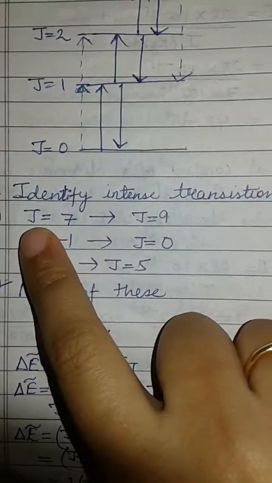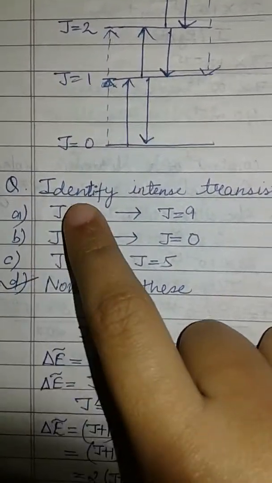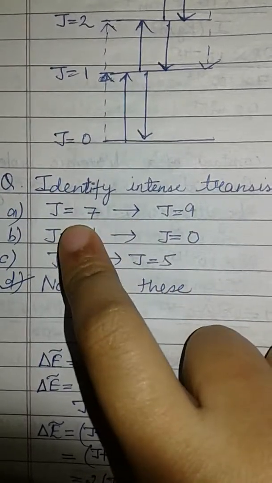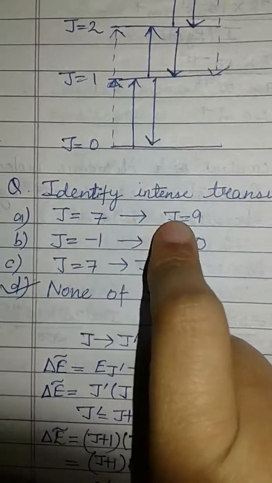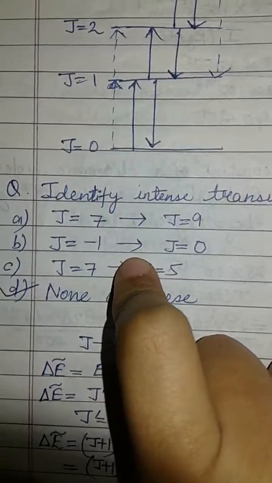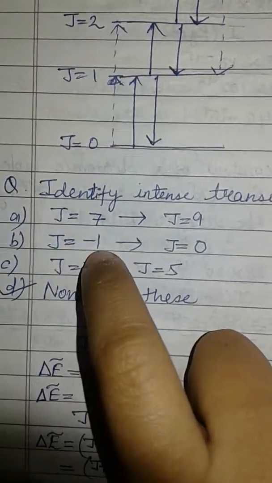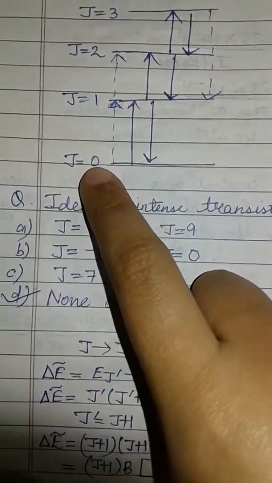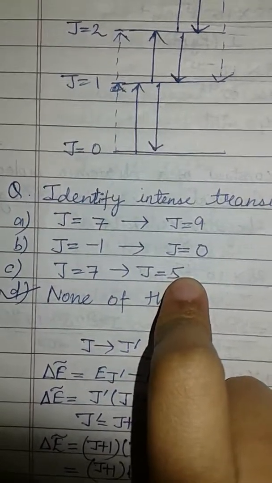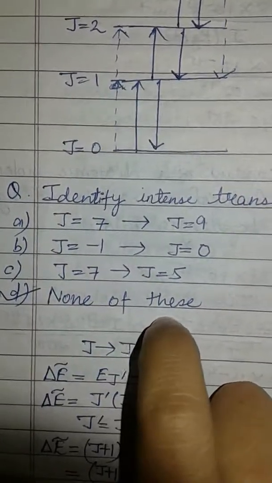Now there is a question: identify the intense transition, and the given options are these. In the first transition, J equals 7 to J equals 9, the delta J is 2, so it is not possible. In this, delta J is minus 1, but J equals minus 1 is not possible. The lowest J is 0. So this is also not possible, and J equals 7 to J equals 5, delta J will be 2, so it is also not possible. So the correct option is none of these.